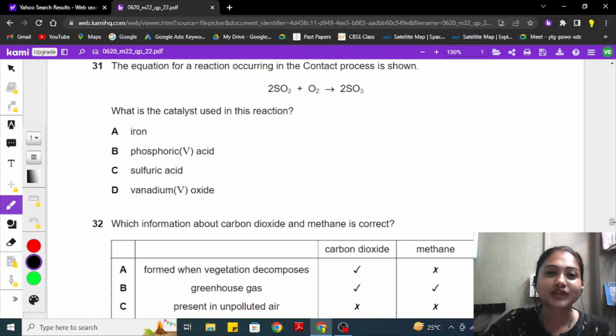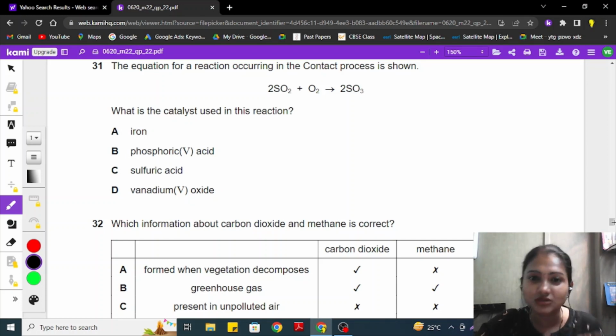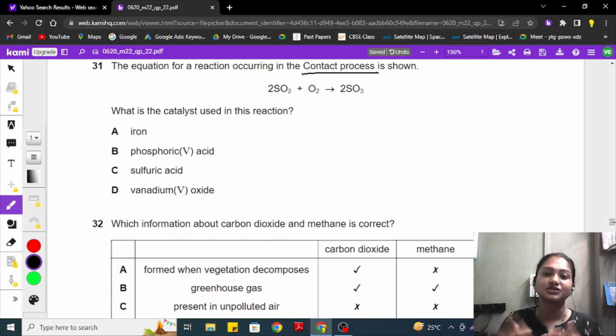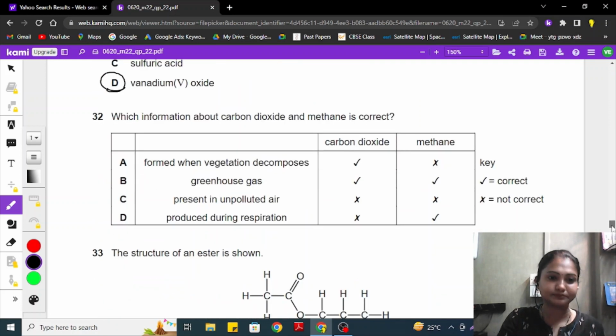The equation for the reaction. This is one of the most repeated questions which you are asked. So please don't ever think of omitting this. Keep on revising this concept, students. Contact process is always asked. The equation is given. Sulfur dioxide is reacting with oxygen forming sulfur trioxide. What is the catalyst used? Vanadium oxide. It is one of the repeatedly asked questions. Always remember in the contact process, whenever you see sulfur dioxide, the catalyst which is used to complete the reaction is vanadium oxide. So the option is B.